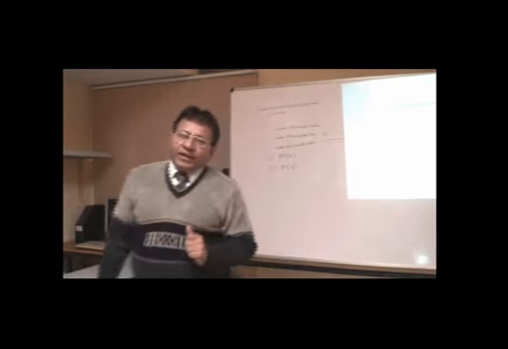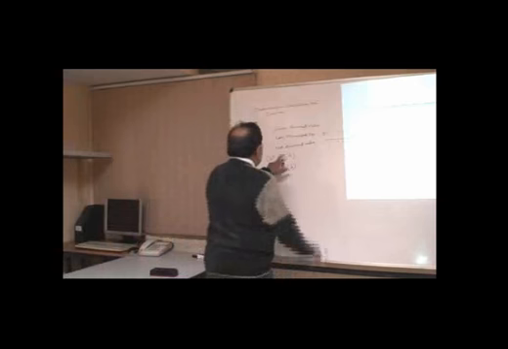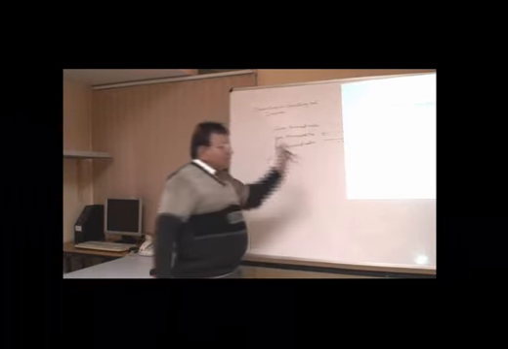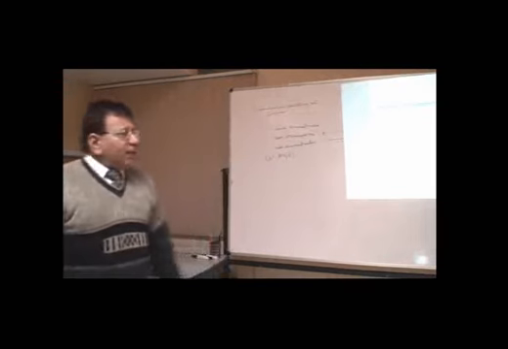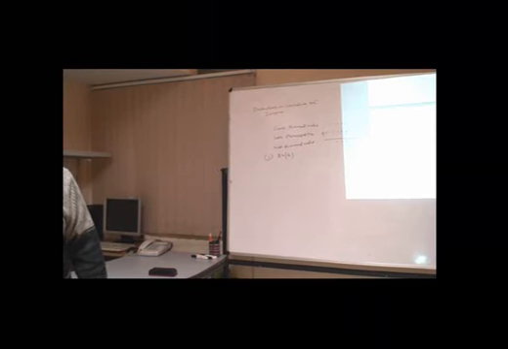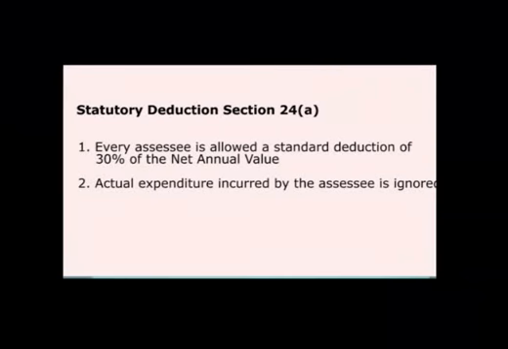First of all, we will try to see what exactly is section 24A, means subsection 1, clause A of section 24. Statutory deduction or standard deduction, you can say. What exactly is that? That we will just try to learn. Every assessee is allowed a standard deduction of 30% of the net annual value. So whatever value comes here, the assessee would be allowed a standard deduction of 30% of this value.